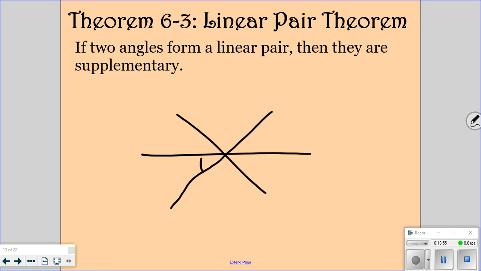Let's say I take this angle and this one, and together they equal 180. Those angles are not a linear pair because they're not adjacent to each other. So just because you have 2 angles that are supplementary doesn't make them a linear pair.